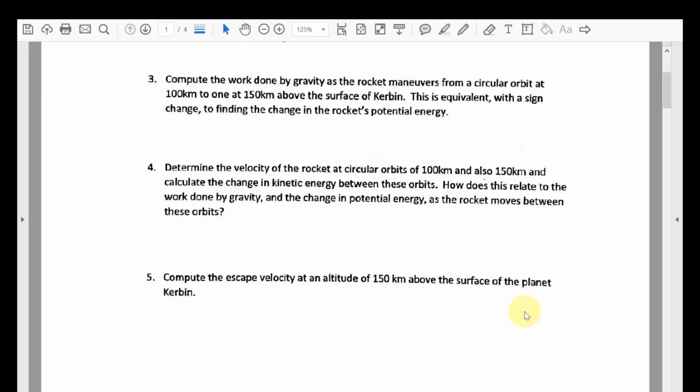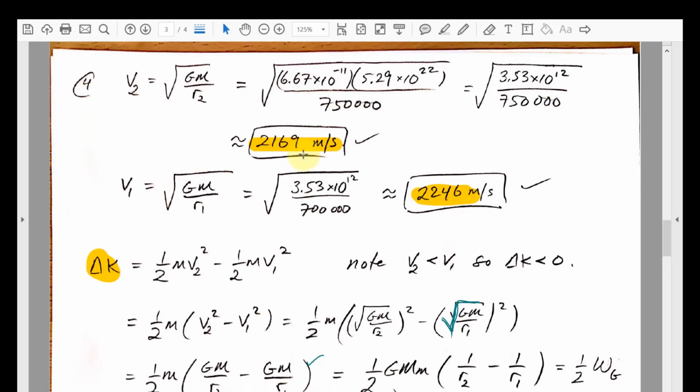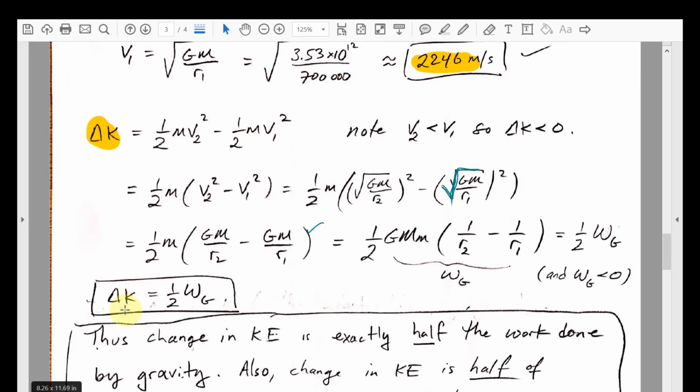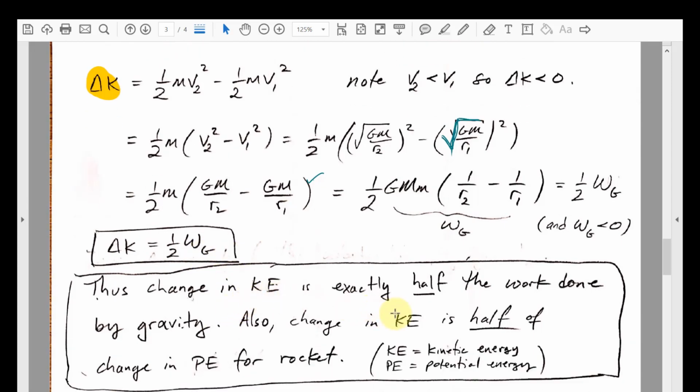So, returning to question 4, determine the velocity of the rocket at circular orbits of 100 kilometers and 150 kilometers. Calculate the change in kinetic energy between these orbits. How does this relate to the work done by gravity from question 3? And the change in potential energy as the rocket moves between these orbits? Well, we calculated the two velocities, and we calculate the change in kinetic energy. And it looks like the change in kinetic energy is one half of the work done by gravity. The change in kinetic energy is exactly half the work done by gravity. It's also half of the change in the potential energy for the rocket.